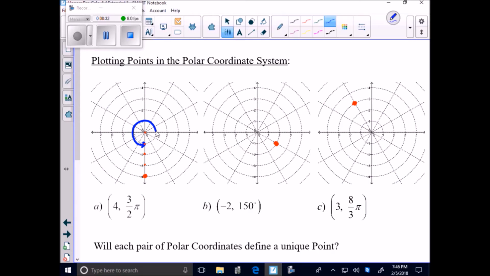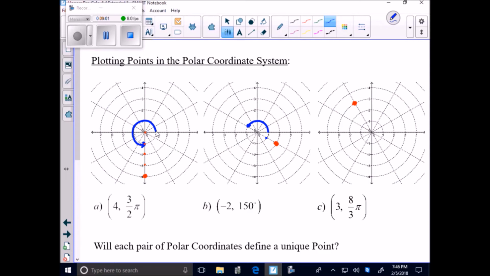With our second point, we have a rotation that is 150 degrees, and then we have an r value of negative 2. So we'll rotate that 150 degrees, which is all but 30 degrees of a half rotation. And then we're going to go in the opposite direction, which will take us 2 units backwards into the fourth quadrant.